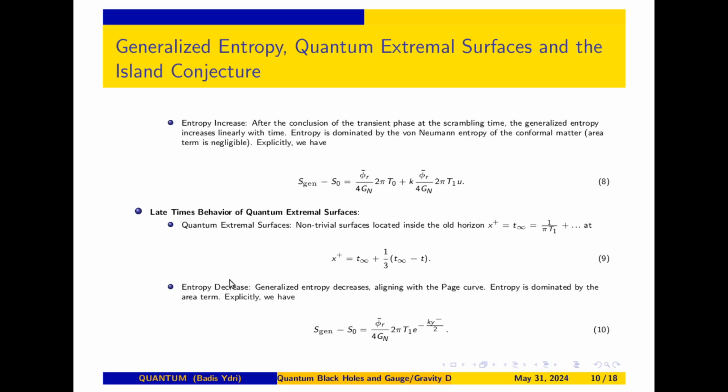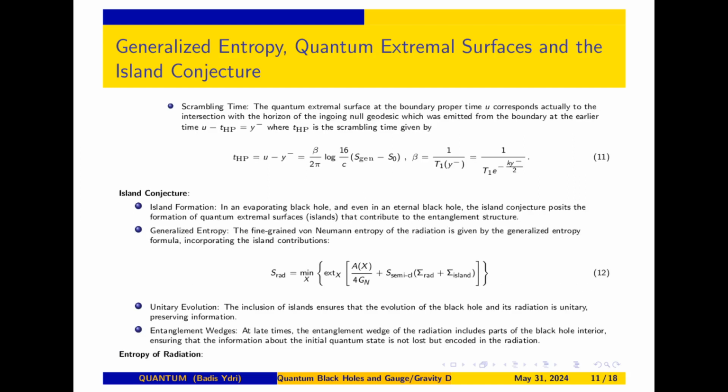This behavior aligns with the Page curve, which describes the time evolution of black hole entropy. The late time behavior is dominated by the area term, as given in equation 10. This decrease in entropy is crucial for resolving the information paradox. The Page time marks a phase transition in the entanglement structure of the black hole, reflecting the balance between the radiation and the remaining black hole.